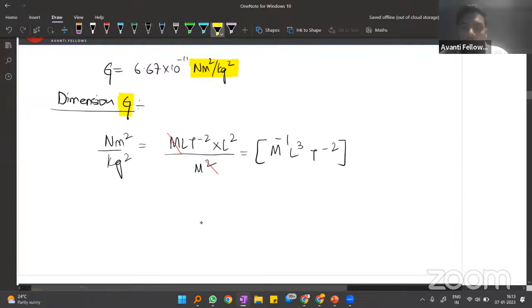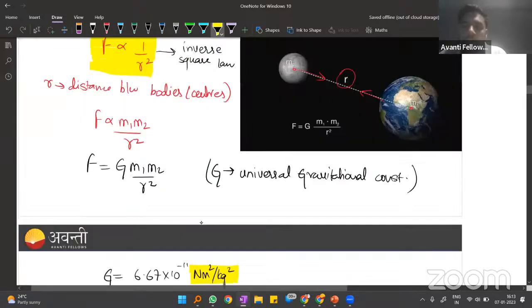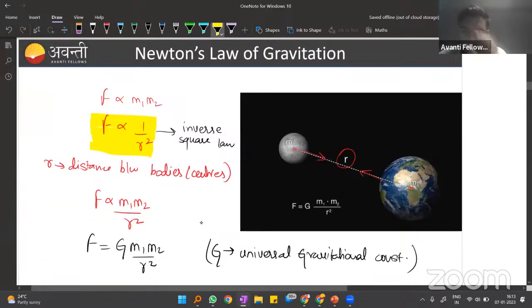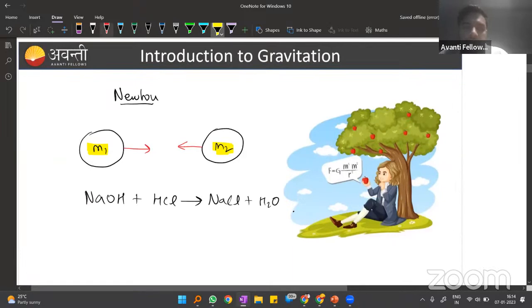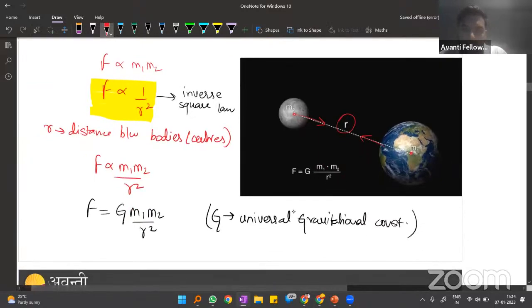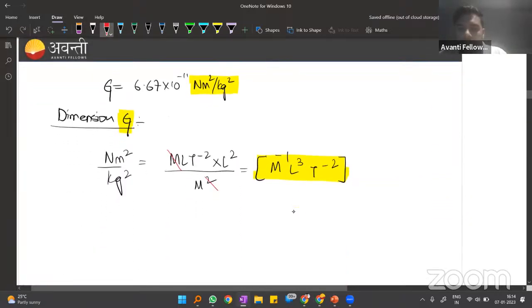This is very important. Note it down. First, you have to note down Newton's laws of gravitation. First put the heading, chapter name, gravitation. First thing, Newton's laws of gravitation. After that, make this diagram. Don't make Earth and Moon. Just make two masses like I made here. The distance between them is R. Make this diagram and then write these steps. And after that, write this value of G and the dimension of G.